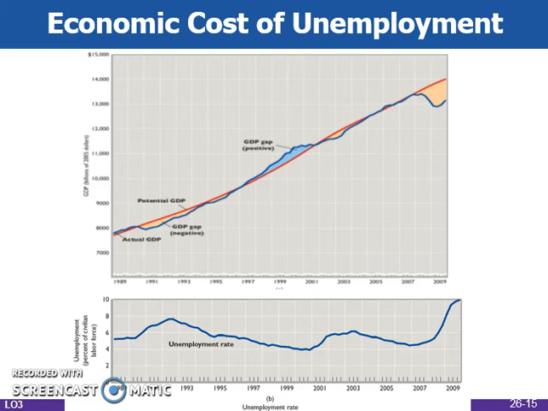This figure shows the actual and potential real GDP and the unemployment rate from 1989 to 2009. The difference between actual and potential GDP is the GDP gap. A negative GDP gap measures the output the economy sacrifices when actual GDP falls short of potential GDP. A positive GDP gap indicates that actual GDP is above potential GDP. A high unemployment rate means a large GDP gap, and a low unemployment rate means a small or even positive GDP gap.